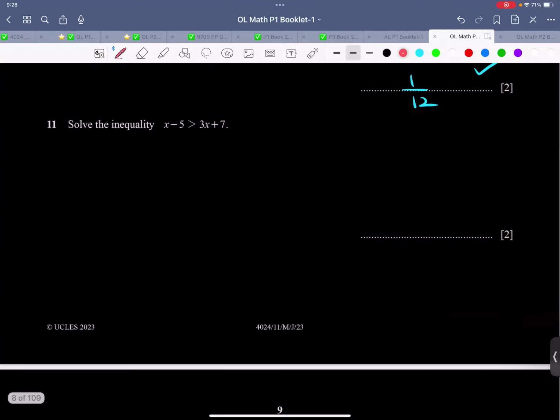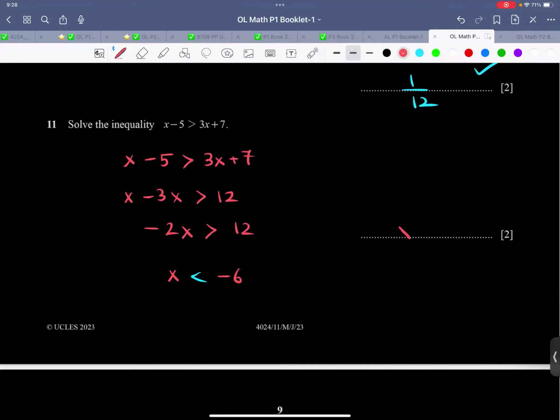Question number 11, that is inequality. x minus 5 is greater than 3x plus 7. So x minus 3x is greater than 7 plus 5, which is 12. Minus 2x is greater than 12. Divide by negative 2, therefore x is less than, the inequality flips, negative 6. So x is less than negative 6. That's the answer.